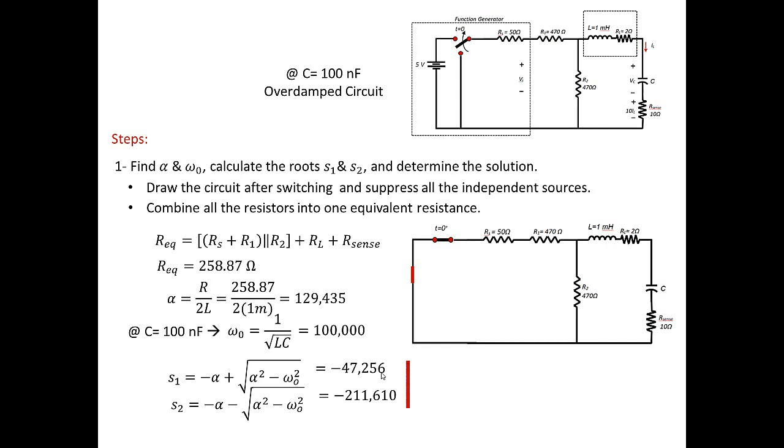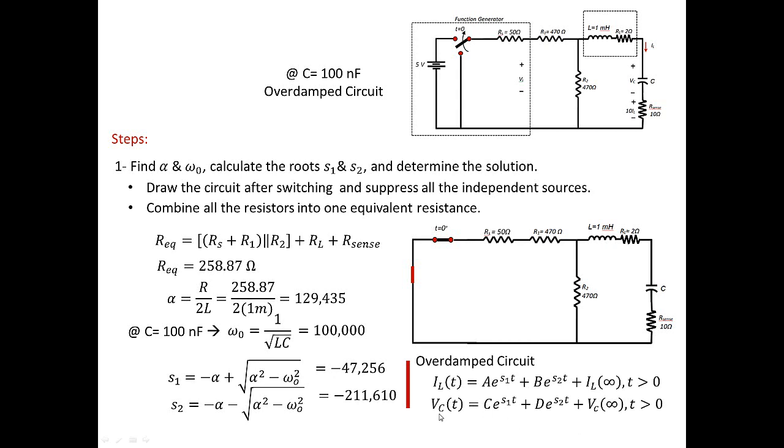So now we know that the solution to the system is going to be overdamped, and if we solve for IL of t, we know that IL of t will be A times e to the S1 t plus B times e to the S2 t plus IL at infinity. This is valid for t greater than 0, right after switching. And if we solve for VC of t, VC of t will equal C times e to the S1 t plus D times e to the S2 t plus VC at infinity, where A, B, C, and D are constants that depend on the initial conditions.